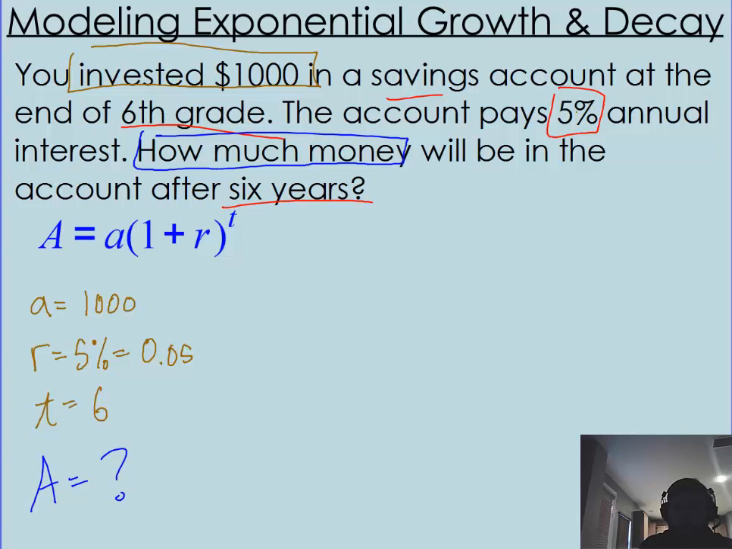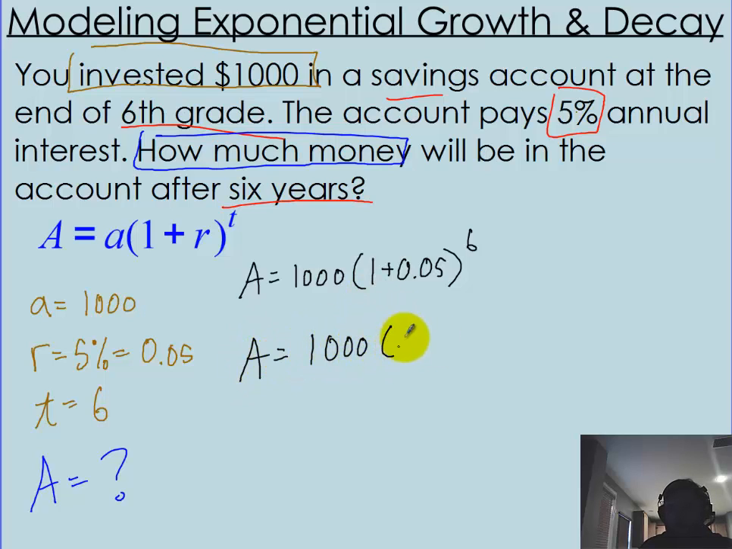So I'm going to plug all those numbers into the equation. A is going to equal little a, 1,000, times 1 plus r, so 1 plus 0.05, all to the 6th power. To figure out A, I can combine this: 1,000 times 1.05 all to the 6th power. At this point, you want to type it into a calculator. I'm sorry you can't see my calculator. I'm going to type it in. Make sure you watch your order of operations.